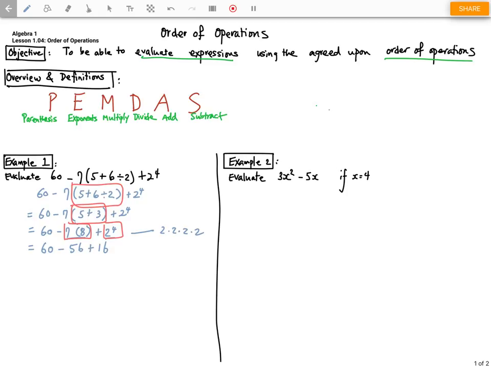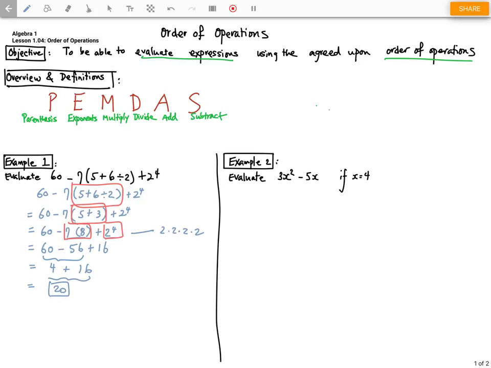So 60 minus 56 plus 16. Now let's do it from left to right. 60 minus 56 is what? 4. And then plus 16. And then finally, 4 plus 16 is what? 20. So the final answer is 20.